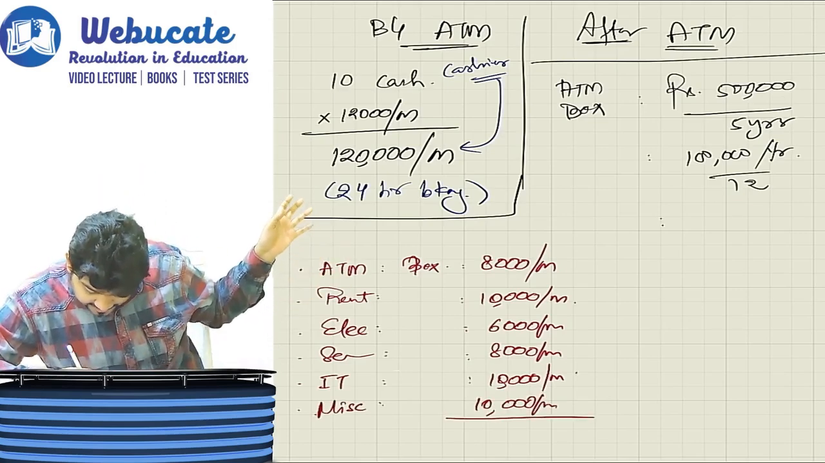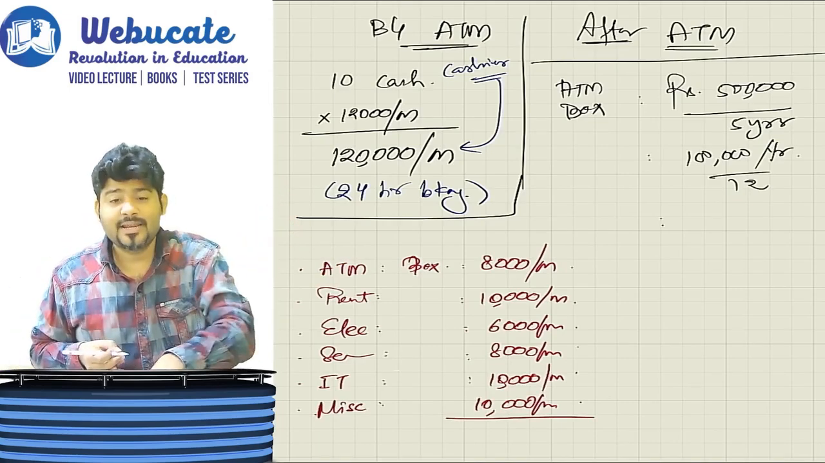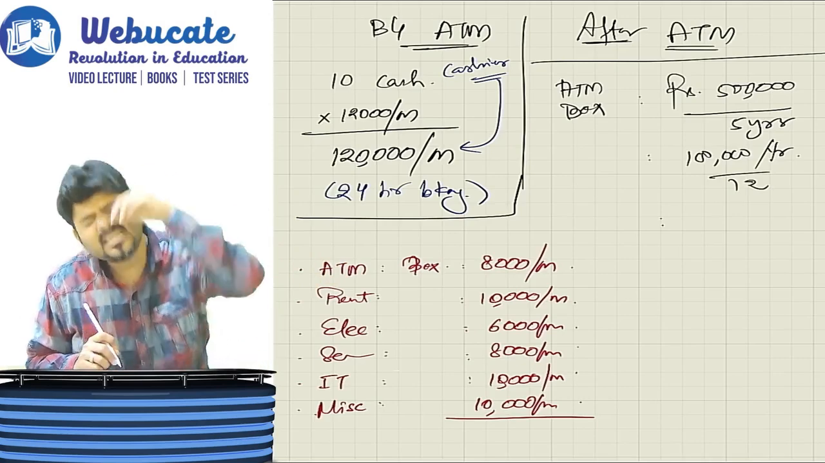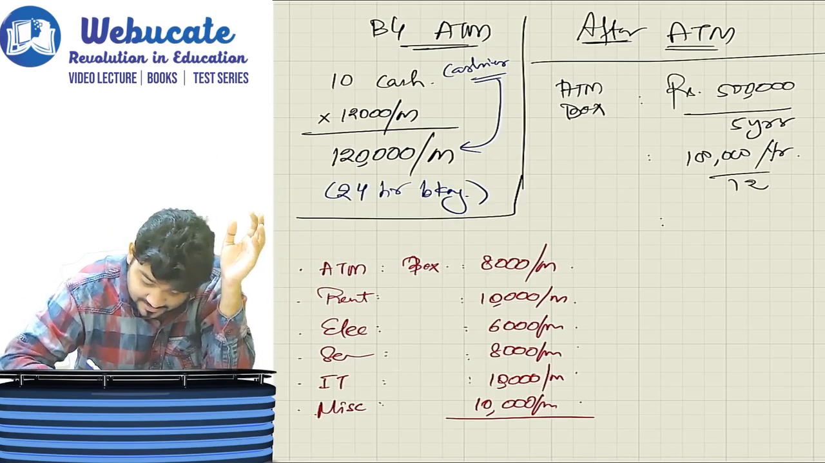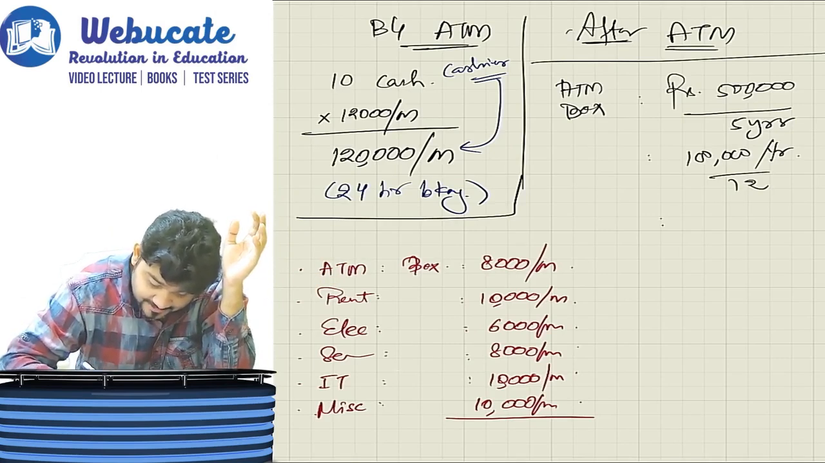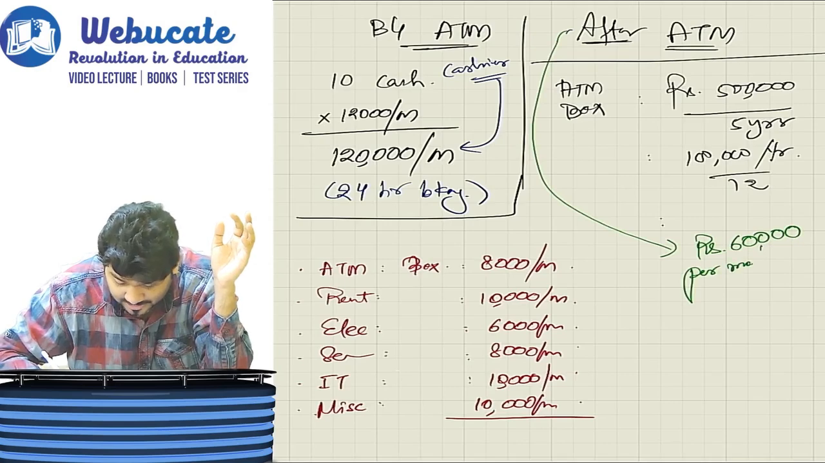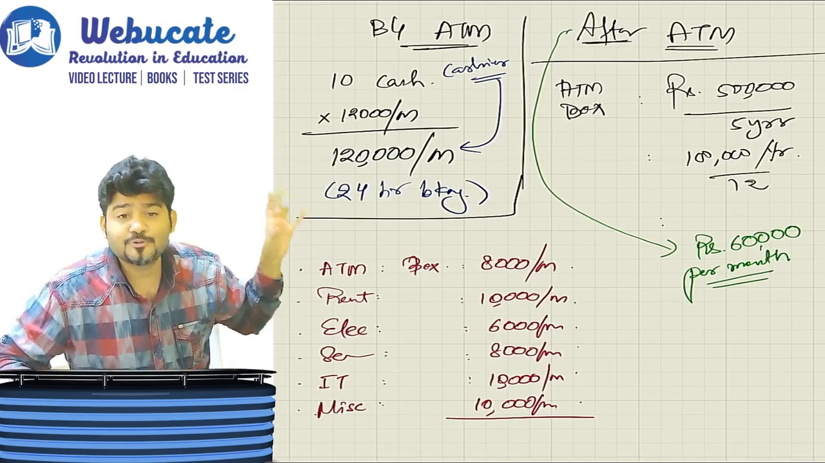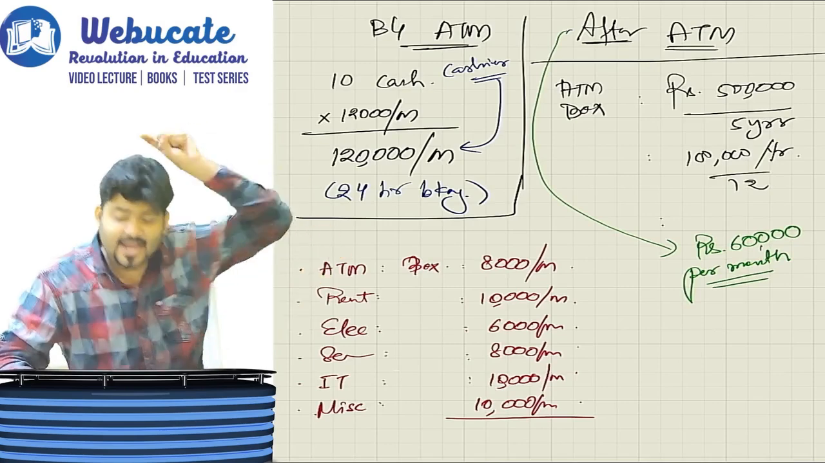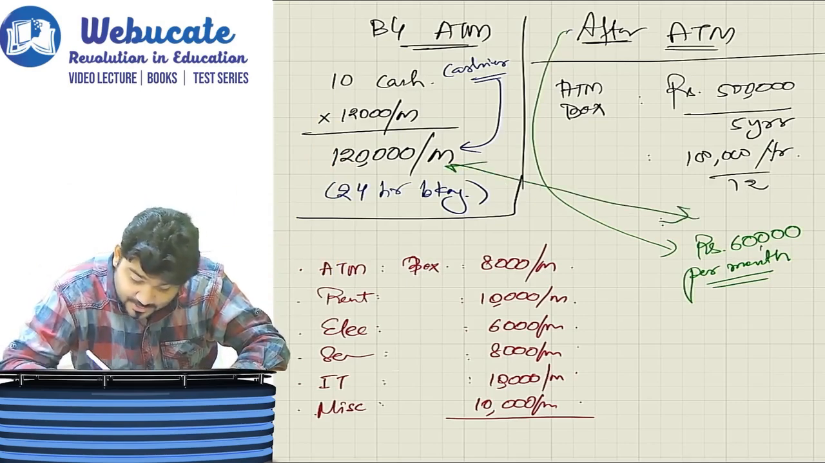So 10, 20, 30, 44, 52. So can I say 52,000? Let's take 8,000 rupees more. So can I say in case of ATM, it is rupees 60,000 per month that we are incurring? And before ATM, can I say we were incurring rupees 1,20,000 per month?